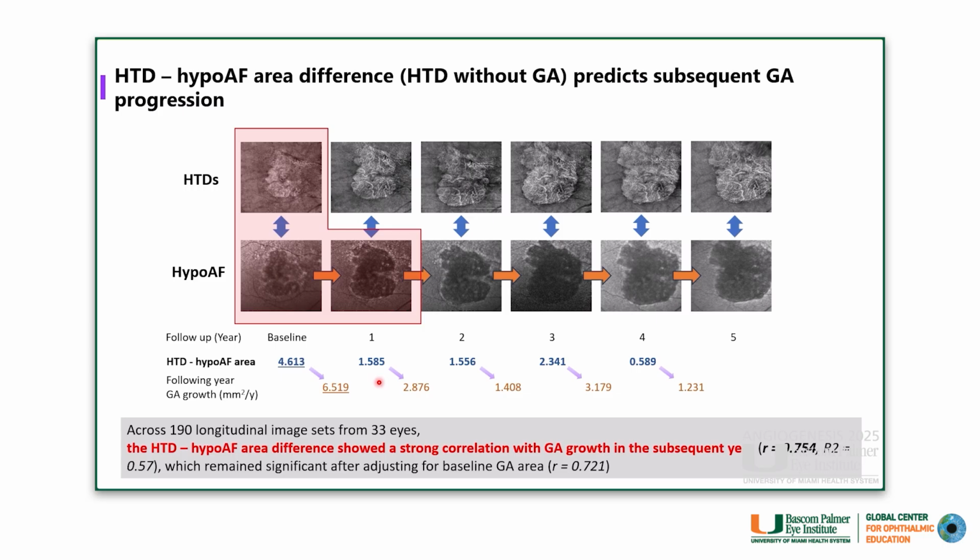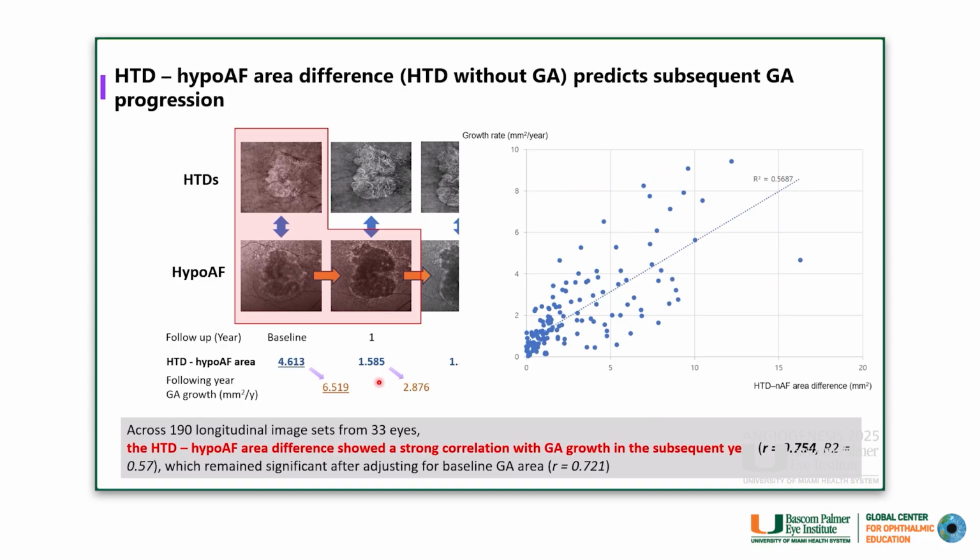This pattern was consistently observed in the overall data set. Across 190 longitudinal image sets from 33 eyes, the HTD without GA showed a strong correlation with geographic atrophy growth in the subsequent year, independent of baseline GA area.